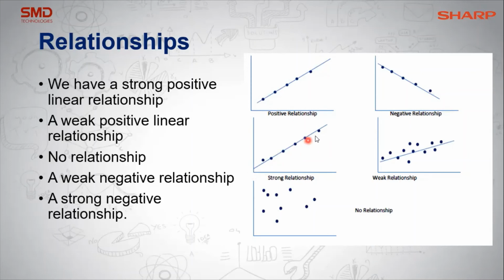Now, when you have a very strong relationship, most of your dots will be on the line. If you have a weak relationship, you can see the dots are sort of spread out and around the line, so you're sort of seeing a pattern, but not really. That's weak. If you can see no pattern, which is down here at the bottom, then there is no relationship, so your correlation will be very low.